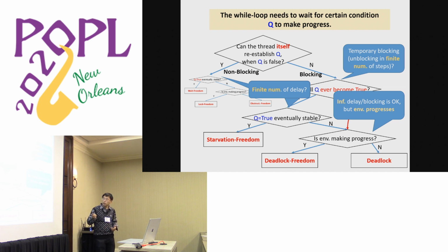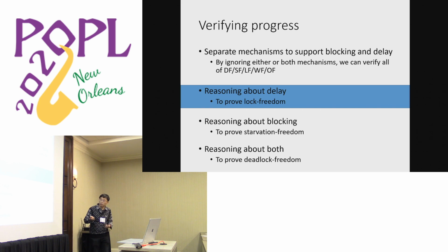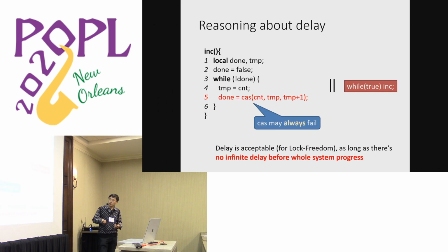So then to control the numbers, we just use the idea of tokens. It's just different tokens to control the blocking and delay. This is just the basic intuition. So let's first look at the way we handle delay here. As we said, this delay is acceptable for a lock-free algorithm as long as there's no infinite delay before the whole system progresses. Which means that as long as we know that the environment progresses, it's fine for the current thread to do more loops.